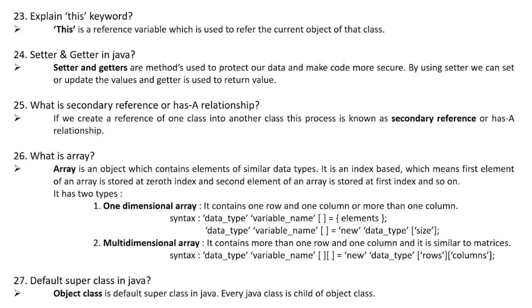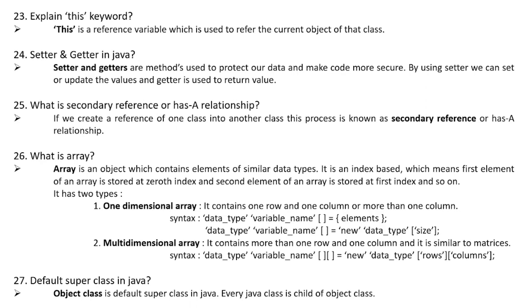25. What is secondary reference or has-a relationship? If we create a reference of one class into another class, this process is known as secondary reference or has-a relationship. 26. What is array? Array is an object which contains elements of similar data types. It is index-based, which means the first element of an array is stored at 0th index and the second element of an array is stored at first index and so on.